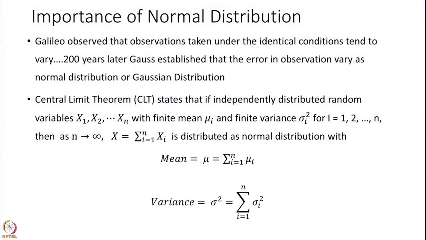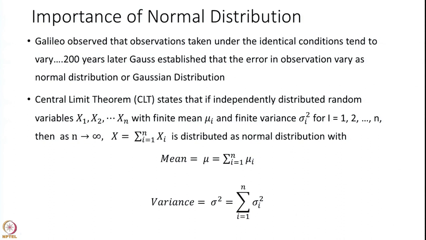He was actually unhappy with this fact, but it took 200 years for Gauss to come and establish that such an error, which can be attributed to human error or to machine error, is a common factor, and these errors are generally distributed as a normal distribution. We call this normal distribution also a Gaussian distribution to show respect to Gauss, who realized this particular distribution. Now, what is the central limit theorem?